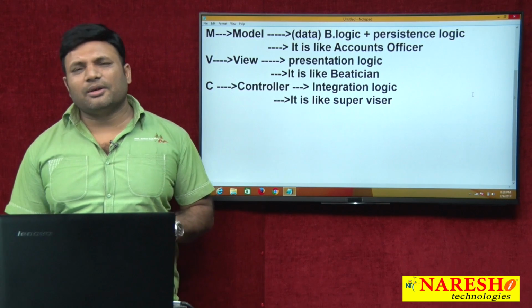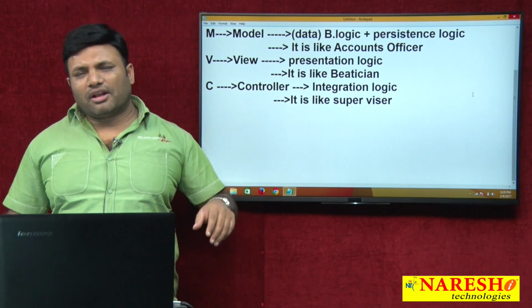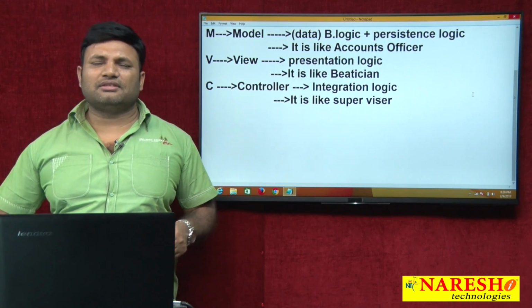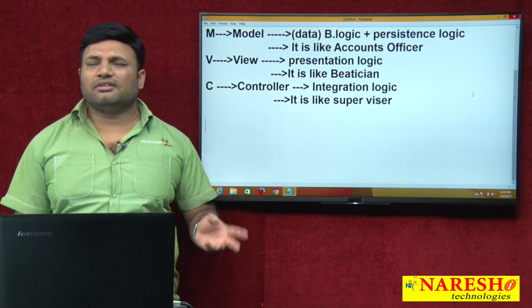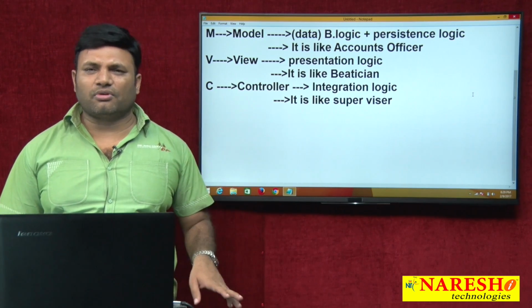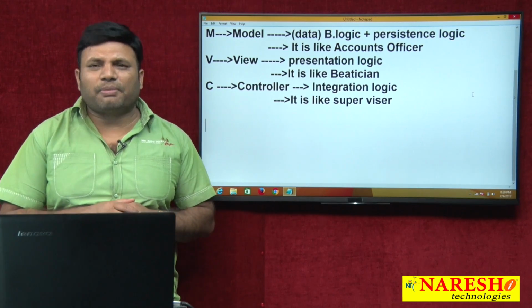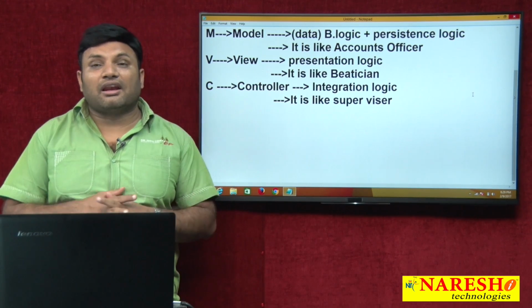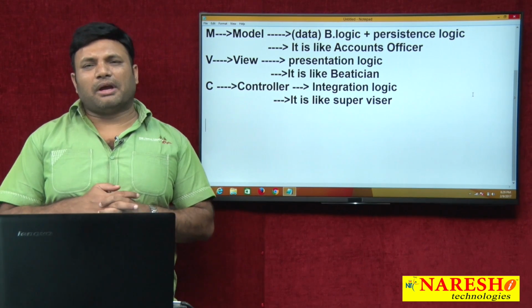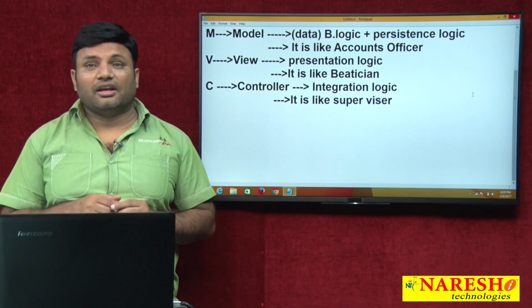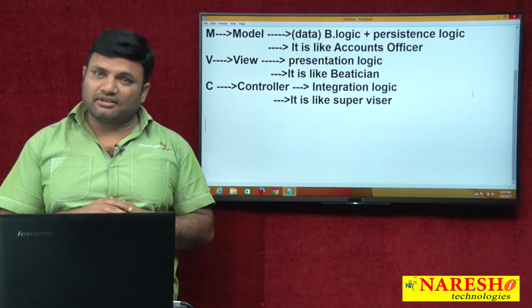So generally in real time, what happens? The model layer logic, meaning business logic and persistence logic, will be taken care of by one set of programmers. View and controller logics can be taken care of by another set of programmers. Since both these programmers can work in parallel, I can say definitely parallel development is possible. Moreover, we are not mixing up all the logic, so that you will get clean separation between logics.